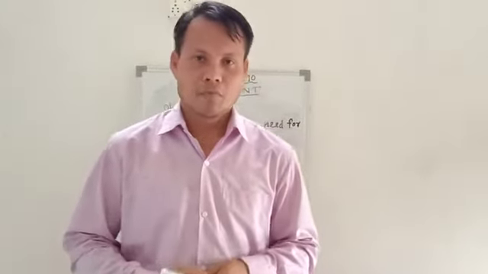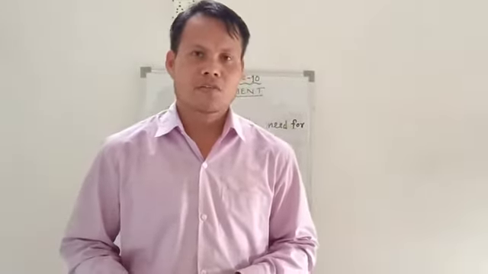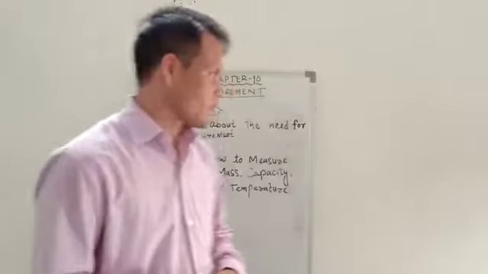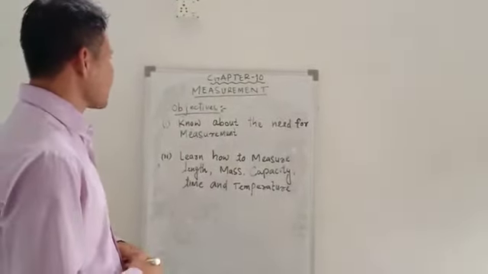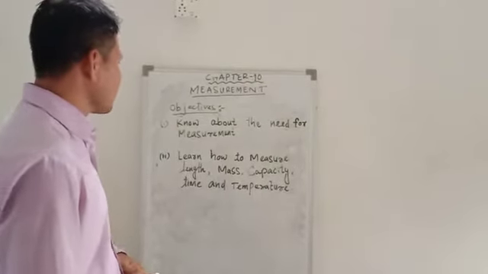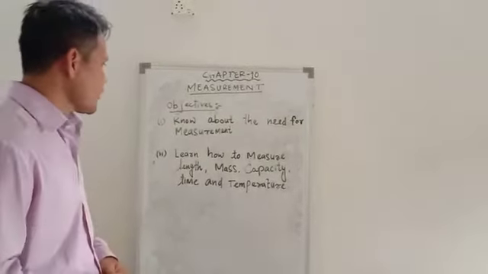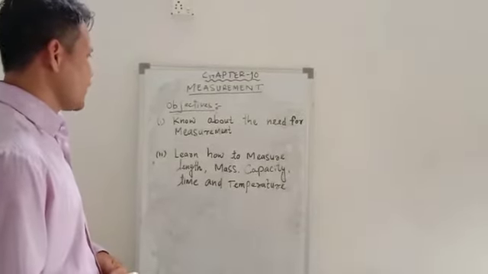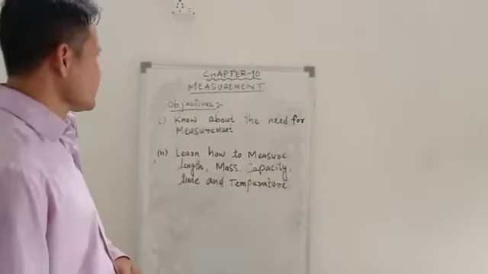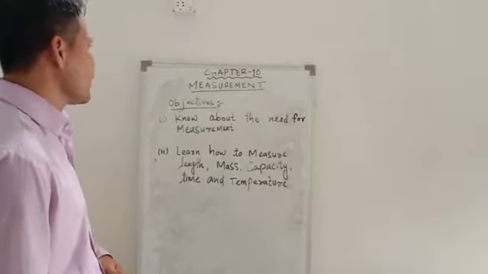In this video, we will be learning on the topic measurement, and this is the 10th chapter in your textbook. In this chapter, there are two objectives that we will be learning. So, let us follow the board. The first objective is to know about the need for measurement, and the second objective is to learn how to measure length, mass, capacity, time and temperature. So these are the two objectives that we will be learning in this chapter.